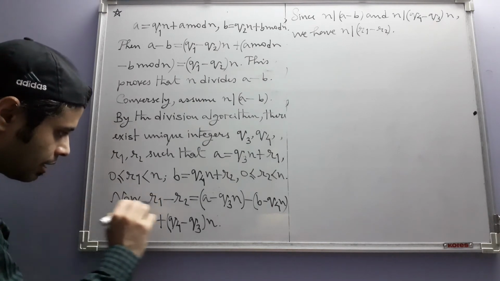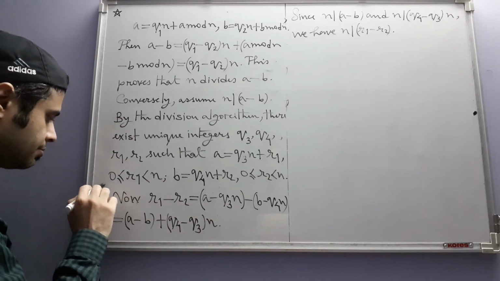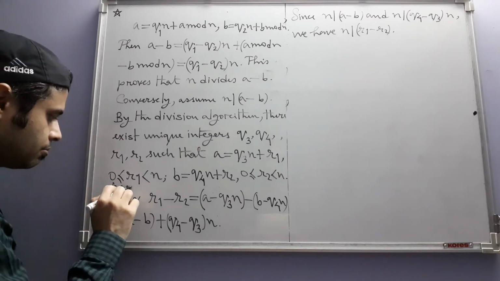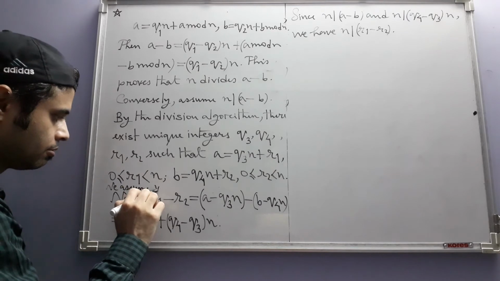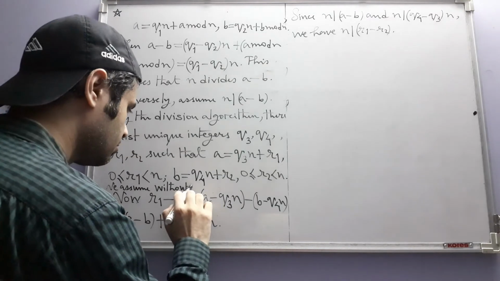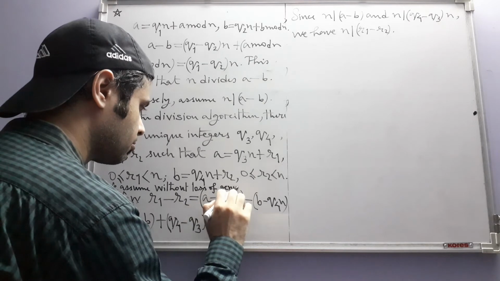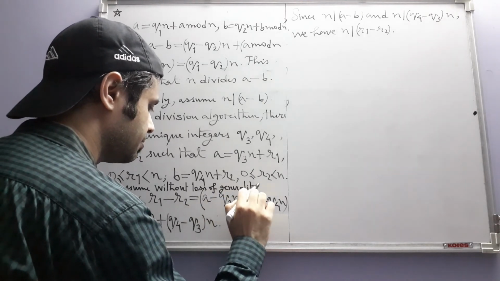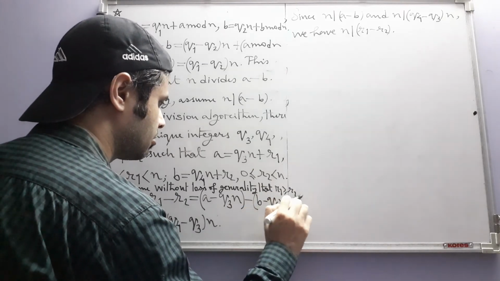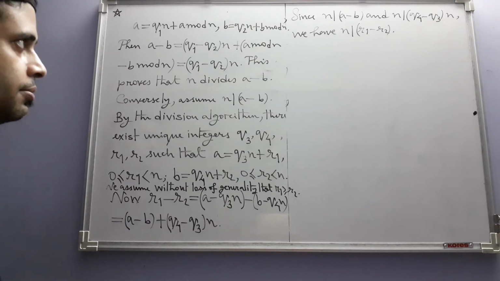Before this line starts, before now r1 minus r2 etc., we write here, we assume without loss of generality that r1 is greater than or equal to r2. Okay.